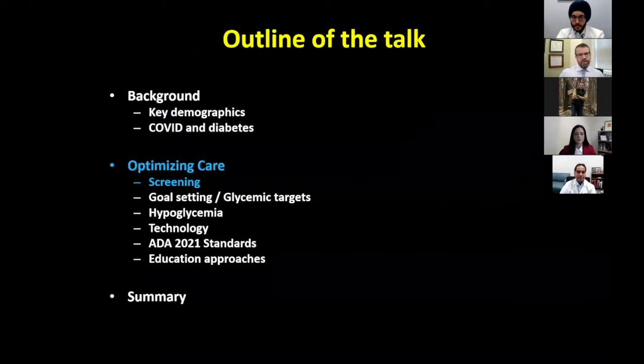So that's just a general background to paint a picture of the prevalence, where things are. And what I want to do now in the main body of this presentation is start by talking about recognizing the problem, first of all, and screening, and really how we get those basics right.